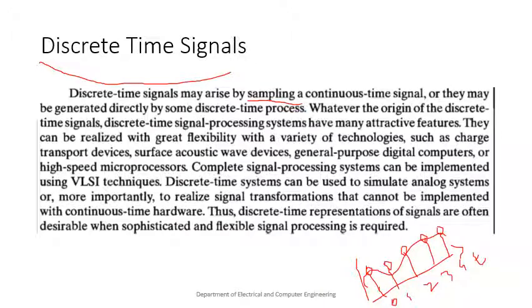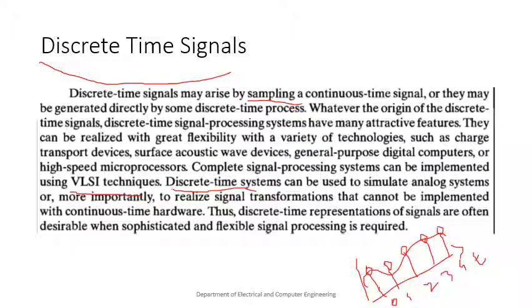A complete signal processing system can be implemented using VLSI techniques. This is a technique, very large scale integration. We can use this technique to build a complete signal processing system. A discrete time system can be used to simulate an analog system, or more importantly to realize signal transformations that cannot be implemented with continuous time hardware. So in this course we will talk about many discrete time systems.